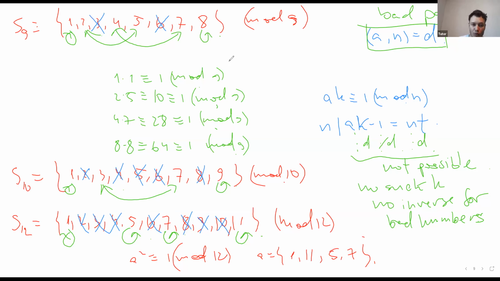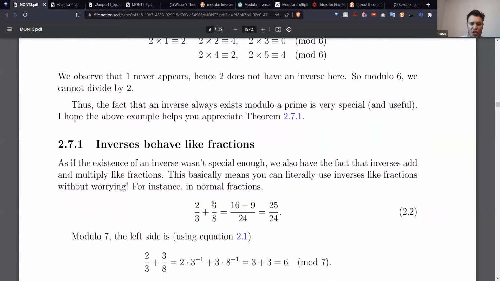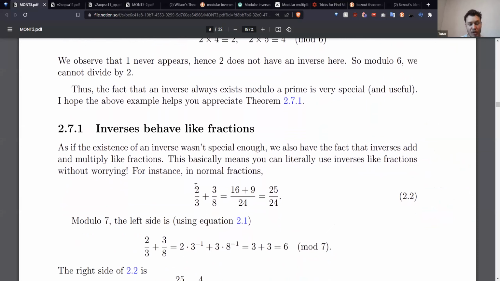Okay, cool. And now there is this idea that inverses behave like fractions. Here is the trick. For fractions, you could do this: if you write 2/3 plus 3/8, you can add them with a common denominator, right? You amplify this by 8, amplify this by 3, and then you get 16 plus 9 divided by 24, which is 25/24. Turns out that you can do the same thing with modular inverses.